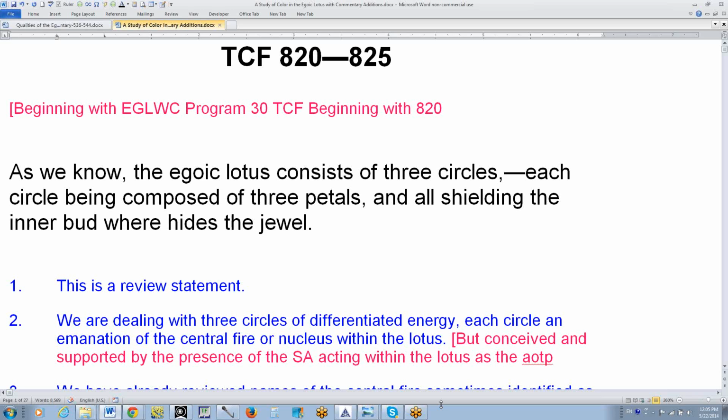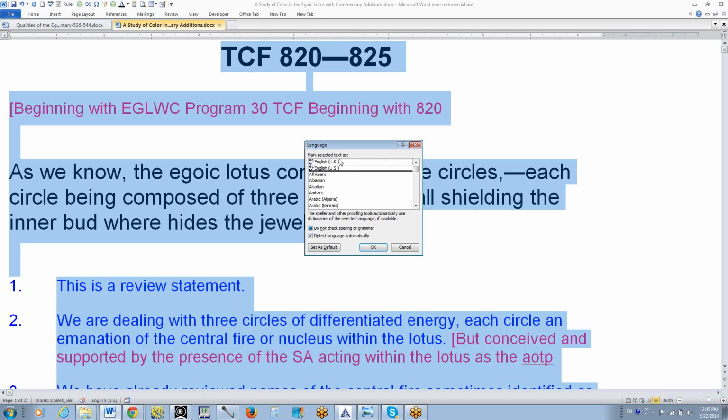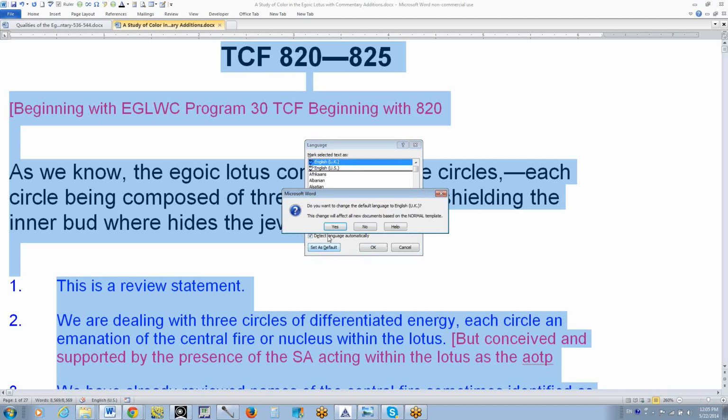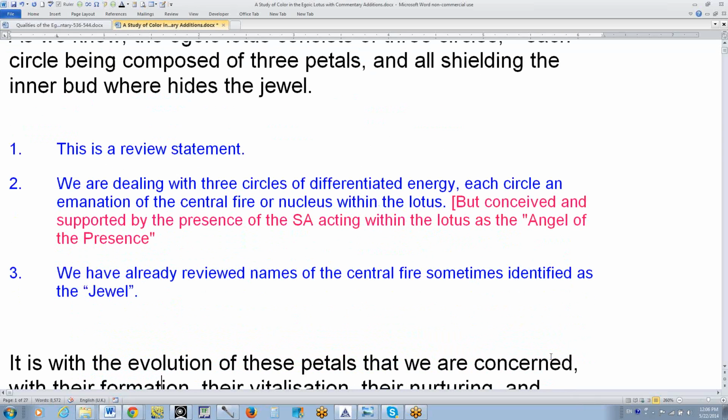I think there are maybe different ways of looking at this angel of the presence. I have done some commentaries on the section from Esoteric Psychology 2 regarding the angel of the presence, and tried to look at those old commentaries and try to determine what may be the distinction, if any, between the solar angel and the angel of the presence. We have already reviewed names of the central fire, sometimes identified as the jewel in the lotus.